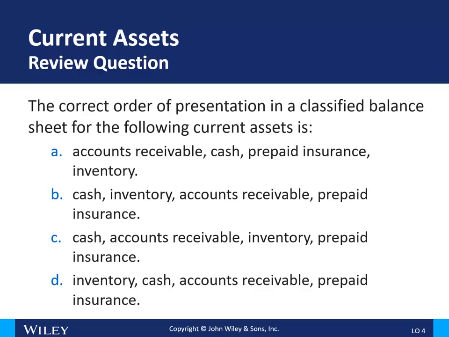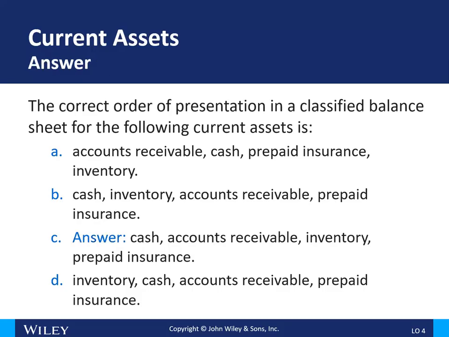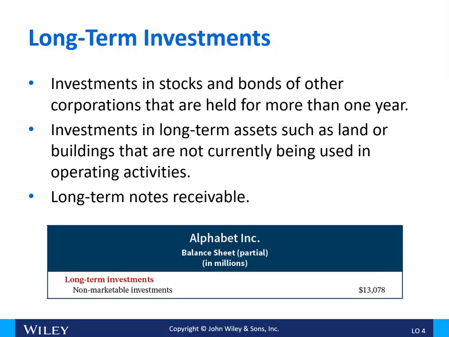So, the correct order of presentation in a classified balance sheet for the following current assets. We just went over that. Which of these represents liquidity from cash to non-cash? The answer is C: cash, accounts receivable, inventory, and prepaid insurance. Okay. Next, we'll look at long-term investments.